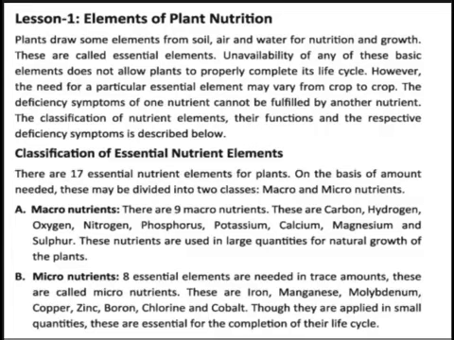micronutrients, 8 essential elements, are needed in a trace amount. Trace amount means very small amount. These are called micronutrients. These are iron, manganese, molybdenum, copper, zinc, boron, chlorine and cobalt. Though they are applied in small quantities, these are essential for the completion of the life cycle. That means these 8 elements are needed in very small amounts for more production of plants, but without them we cannot complete the life cycle of the plants.